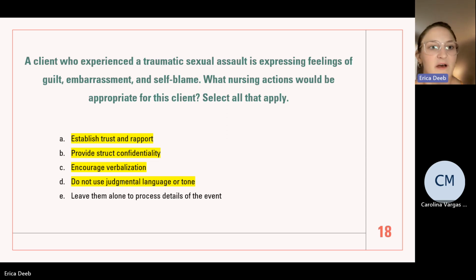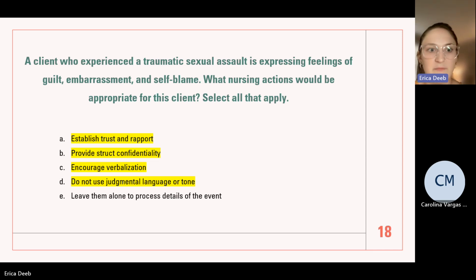So when we have a client who has experienced a trauma, the first thing that we do is establish trust and rapport with that client. That's always going to be that number one stage. This is the pre-orientation phase, like we talked about previously. We have the pre-orientation, the working phase. That is establishing that rapport, establishing those boundaries with your patient.